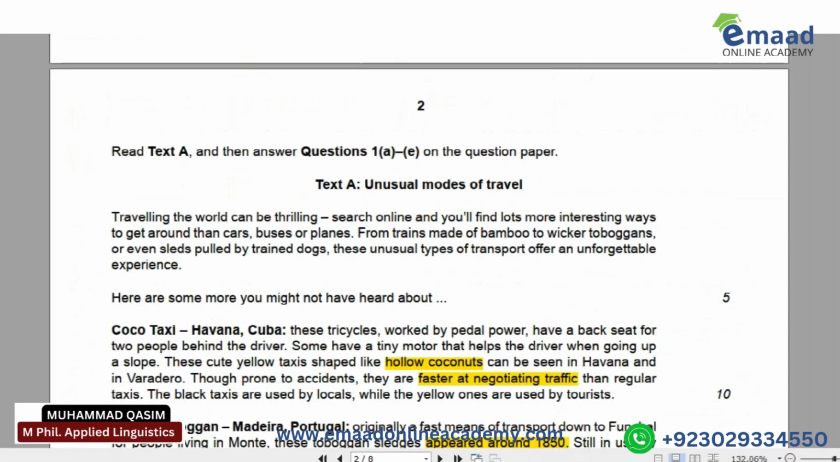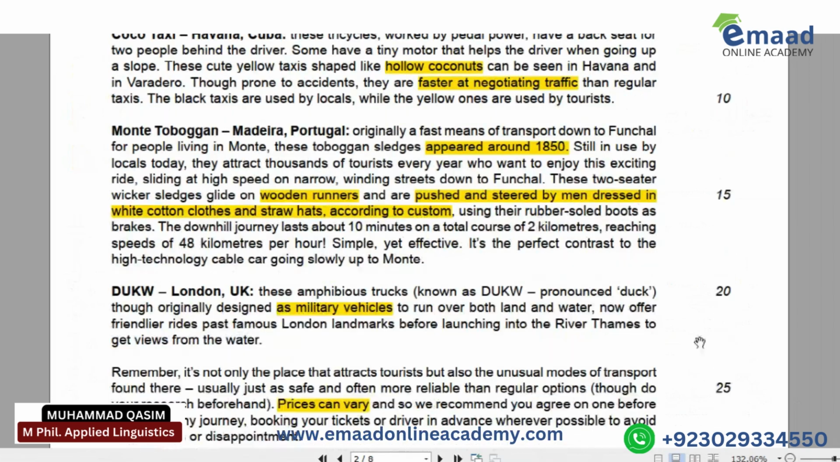yes, in the second paragraph, actually the third paragraph, second type, it had wooden runners, a wicker sledge glide, two-seater, pushed and steered by men dressed in white cotton cloths and straw hats according to custom. So traditional dressing of people who actually push them. So this type of vehicle or unusual mode of traveling appeared in 1850. So it's traditional, it's old. You can also find the wooden runner, the natural things in them. So it's also simple yet effective.